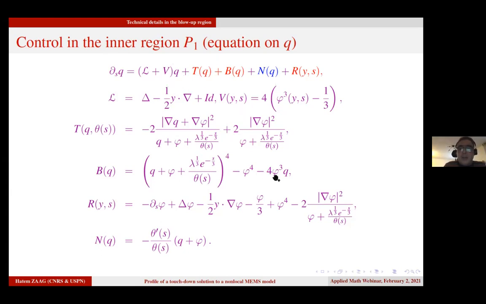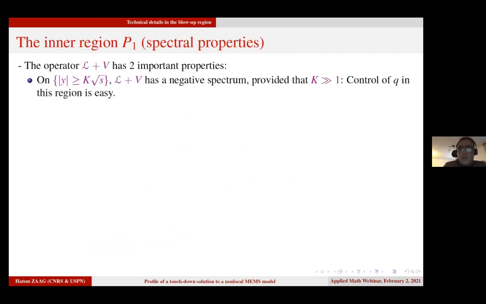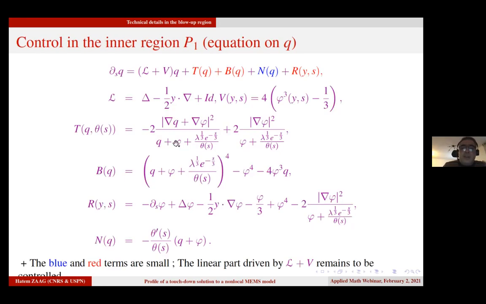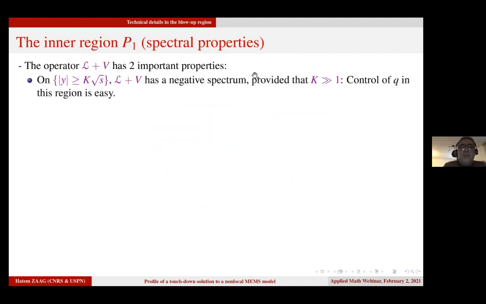Why do we have a potential? Because the potential comes from the linearization of the nonlinear term. So now I will go a little more quickly. For this L plus V, you can simply assume that you have only this PDE, all other terms equal to 0, just to understand. It has two important properties.